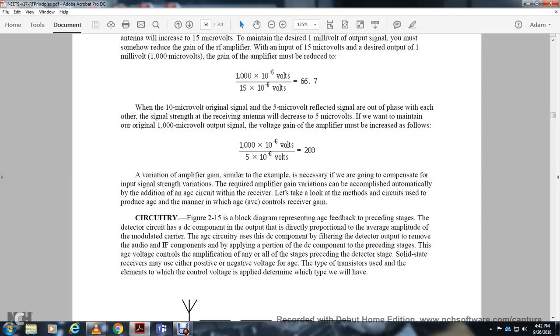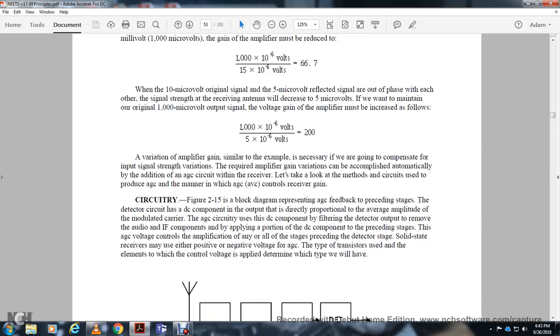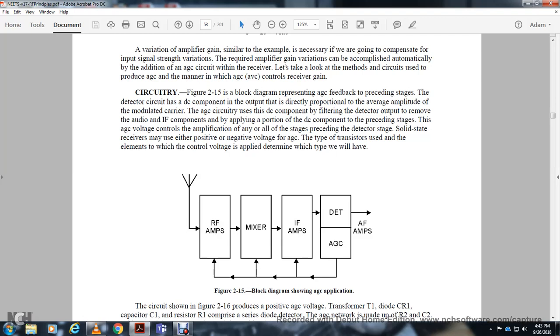The DC component is filtered from the detector output to remove the audio and intermediate frequency components, and a portion of the DC component is applied as the automatic gain control voltage to the preceding stages for amplification control. In a solid-state receiver, the detector stage may be powered with either a negative or positive voltage for the automatic gain control, depending on the type of transistor, which determines the polarity of the control voltage applied. The block diagram shows the antenna, radio frequency amplifier, mixer, intermediate frequency amplifier, detector, and audio frequency amplifier, with automatic gain control feeding back to the intermediate frequency amplifier, mixer and radio frequency stages.